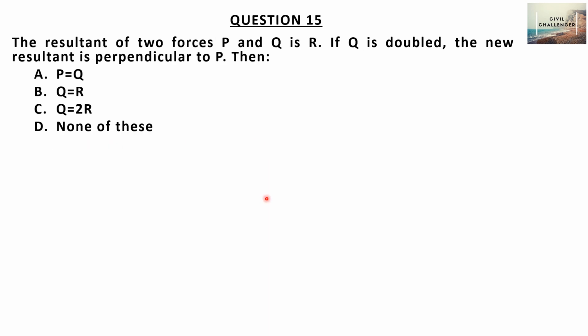Now the next question is, the resultant of two forces P and Q is R. If Q is doubled, then the resultant is perpendicular to P. Then option A, P is equal to Q. Option B, Q is equal to R. Option C, Q is equal to 2R. Option D, none of this.